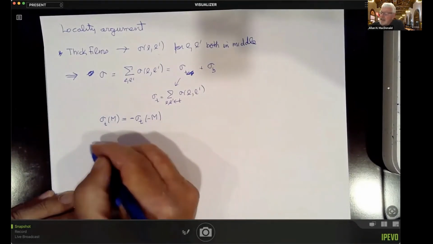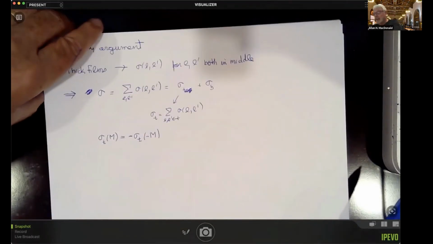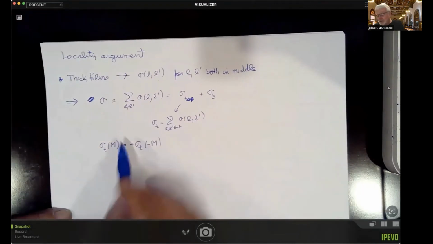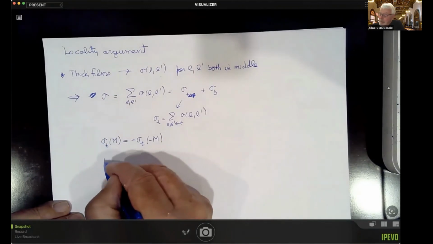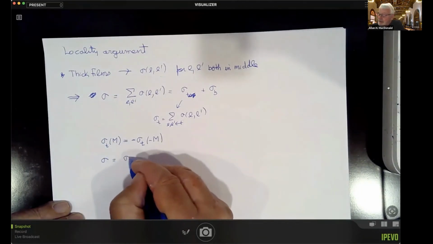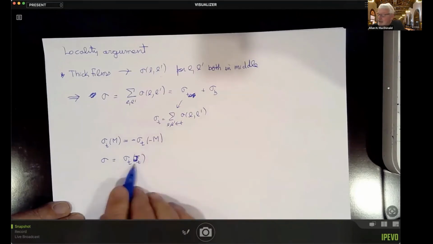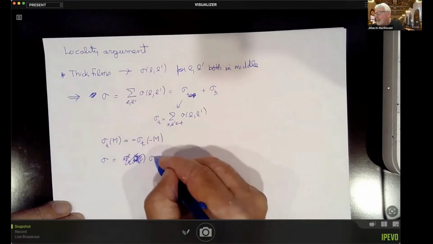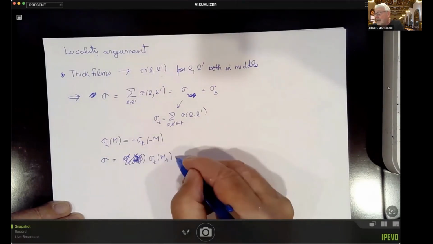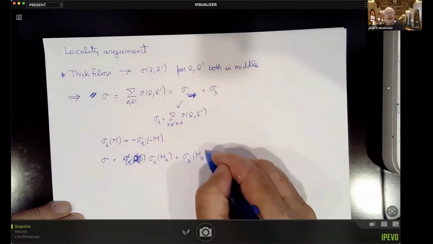And so what that means is, let's say, for example, I take the quantum anomalous Hall state when the magnetizations on the two surfaces are the same. And that means sigma, which is sigma top, which depends on, let me just call it, no, I'll call it N, sigma top of N top, plus sigma bottom of N bottom. So that's the non-locality property.